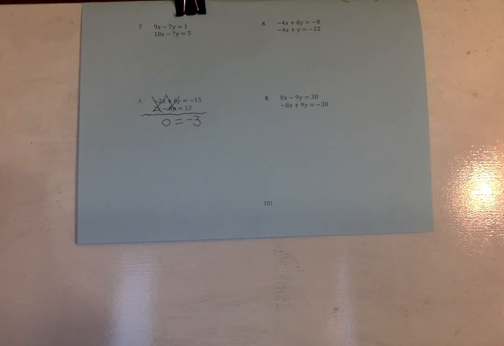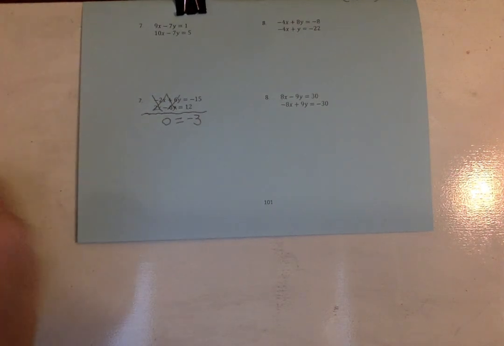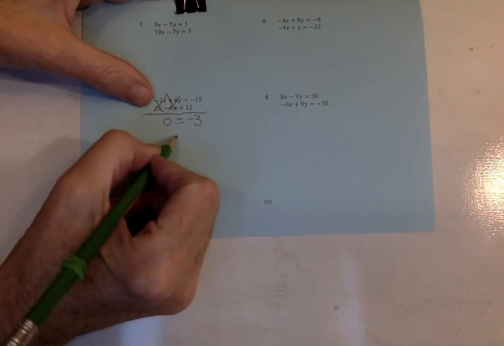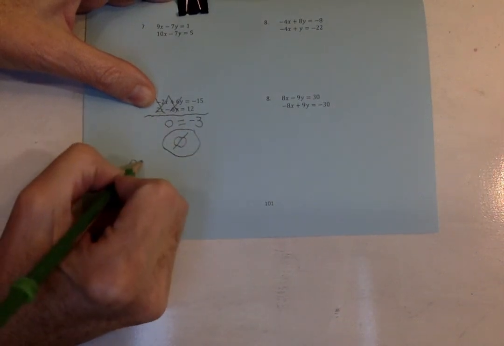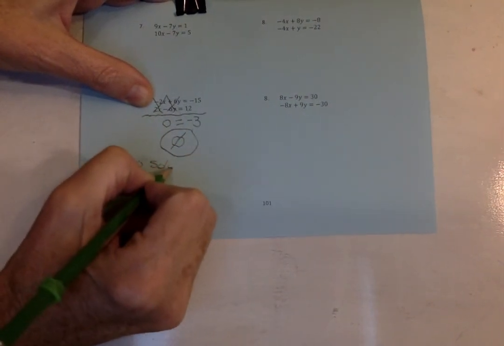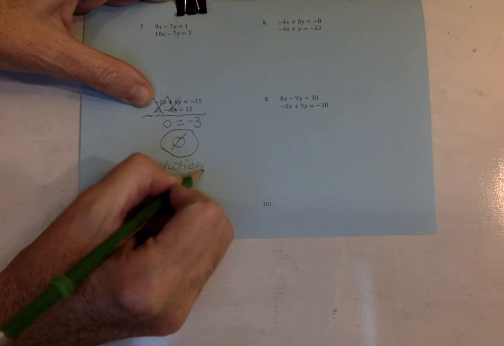Well, it's the same as when we were trying to solve for x and the x's disappeared. Does this form a true statement? 0 equals negative 3? No. If it doesn't, your answer is empty set, or you could write no solution. Okay? All right.